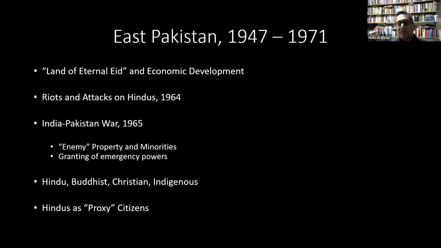Now, though there are minorities of so many groups, Hindus, Buddhists, Christians, indigenous groups, Chakma and others, Hindus had been singled out at that time as alleged proxy citizens of India since the creation of Pakistan, and there was a very similar activity in India which identified Muslims as having a loyalty to Pakistan.